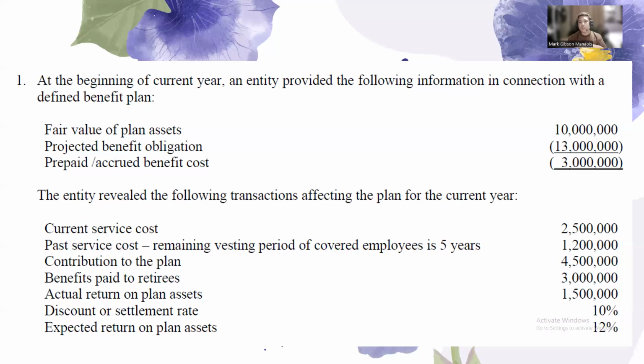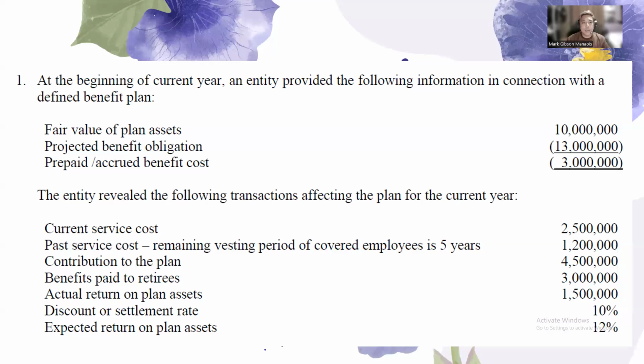The entity revealed the following transactions affecting the plan for the current year. So we have the current service cost, 2.5 million. Past service costs, remaining vesting period of covered employees is 5 years, 1.2 million. So we have the contribution to the plan, 4.5 million. Benefits paid to retirees, 3 million. Actual return on plan assets, 1.5 million. Discount or settlement rate, 10%. Expected return on plan assets, 12%.